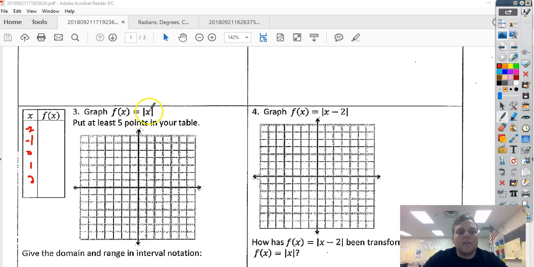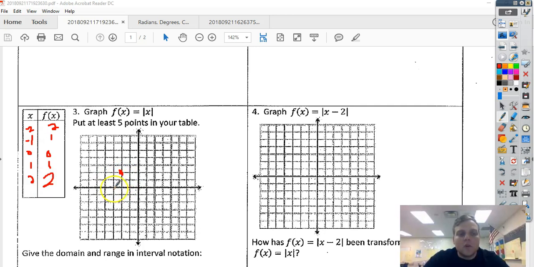So you plug in x right here, so you get f of x is equal to the absolute value of negative 2. What is the absolute value of negative 2? 2. What is the absolute value of negative 1? 1. What is the absolute value of 0? 0. What is the absolute value of 1? 1. What is the absolute value of 2? 2. So now you can just go and plot all 5 points.